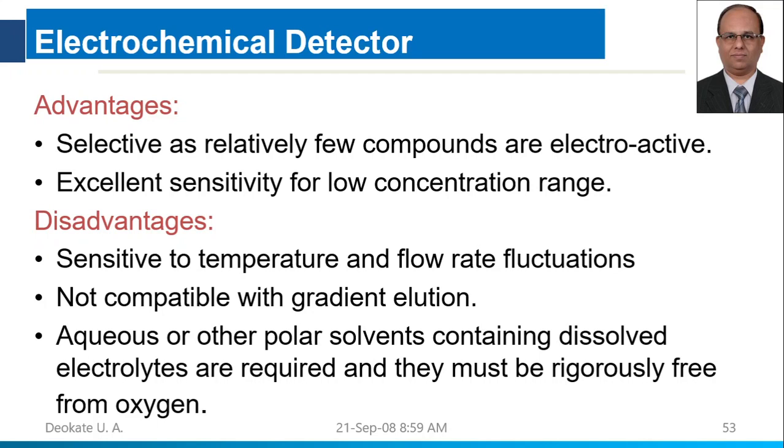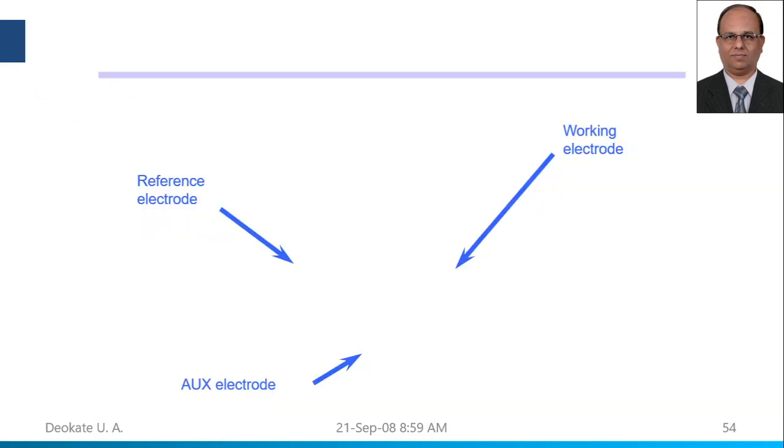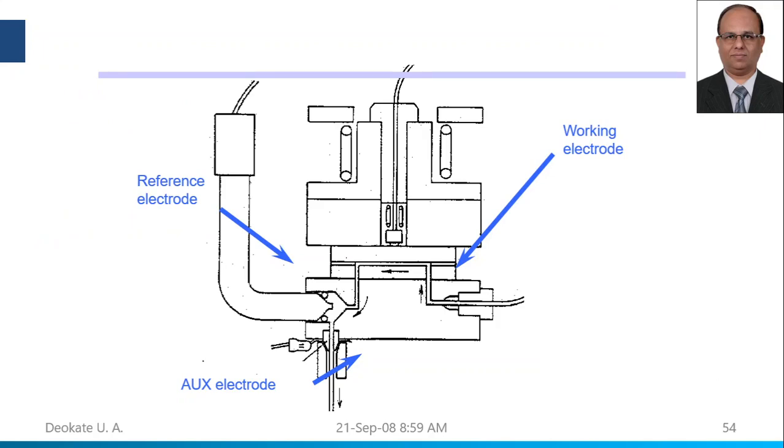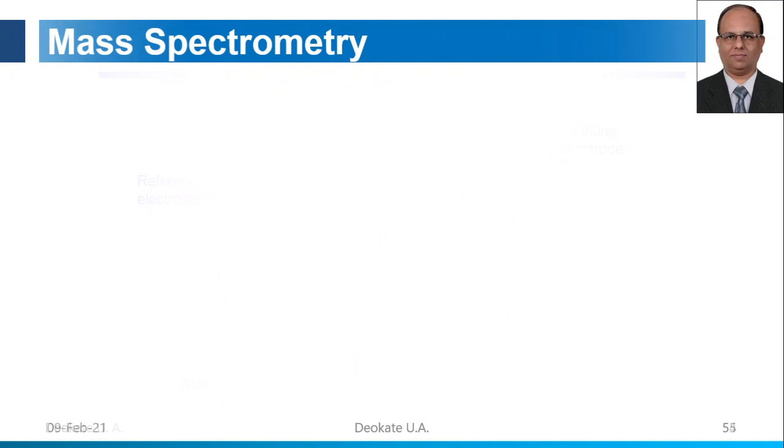Okay, amperometric titrations also. So this is the diagram of your electrochemical detector, where we have the working electrode, reference electrode, and auxiliary electrode. The sample which enters from the flow cell will come in contact simultaneously with the reference electrode and working electrode. The reference electrode is filled with the solvent, and the working electrode is also filled with your samples.